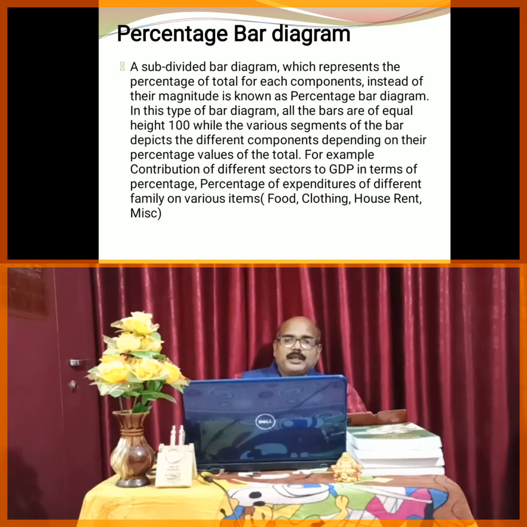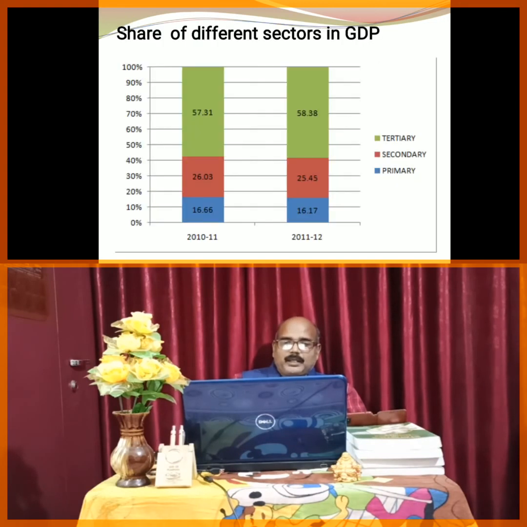You see here the share of the different sectors in GDP. You see here that in 2010-11 the share of the primary sector is 16.66, the secondary sector is 26.03 and the tertiary sector is 57.31. So if we add, you can find that it is 100%.